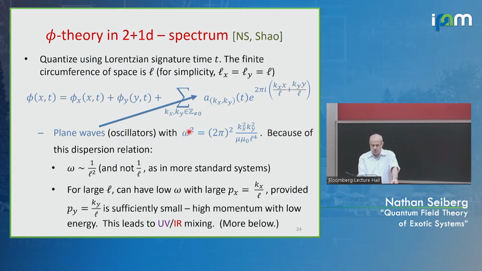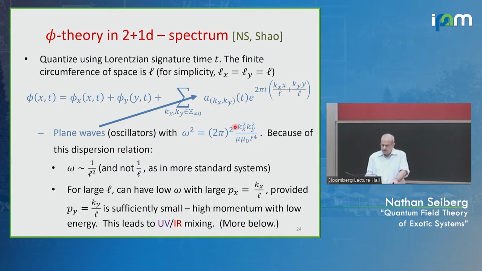These are the frequencies of the harmonic oscillators of these A's, and they are proportional to kx ky over L to the fourth. So omega squared is proportional to the physical momentum in the x direction times the physical momentum in the y direction. It's not like in standard systems where the frequency is proportional to the momentum. Here, the frequency scales like the momentum squared. And more specifically, it's the momentum in x times the momentum in y. And this is going to lead to all sorts of interesting properties.